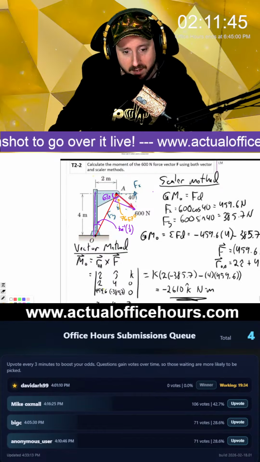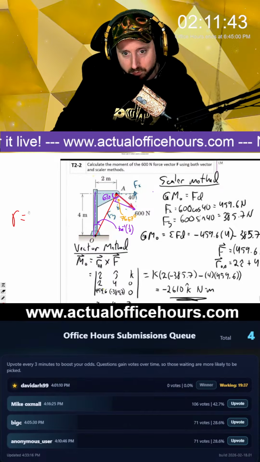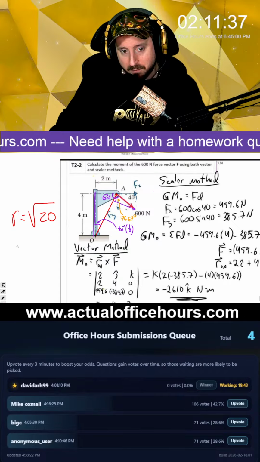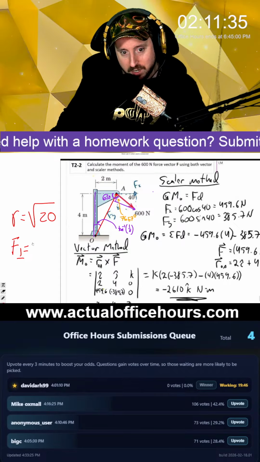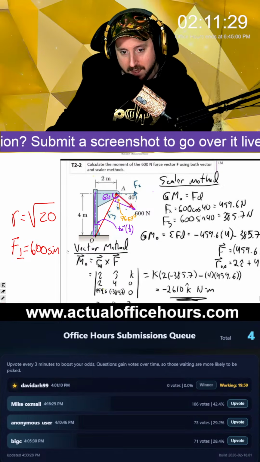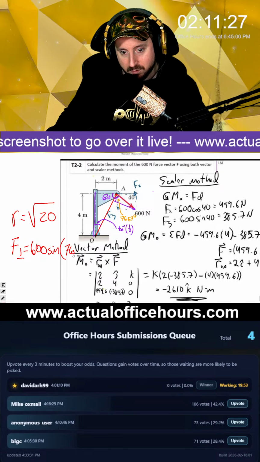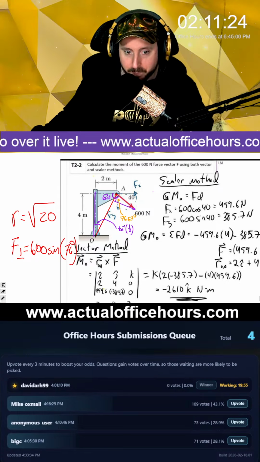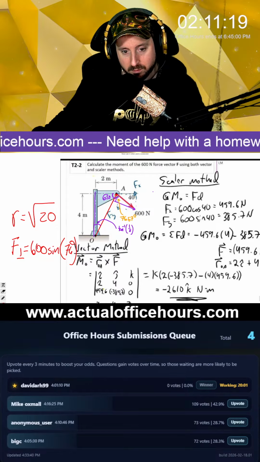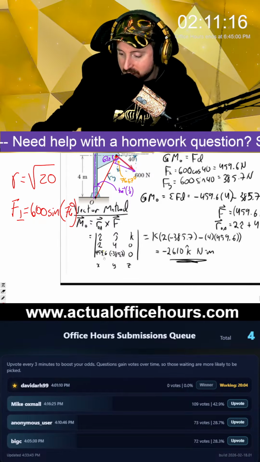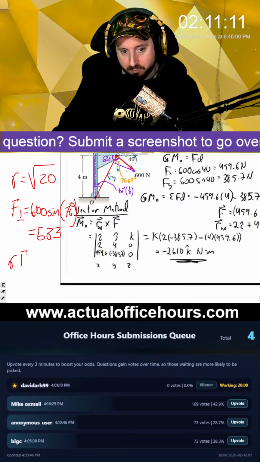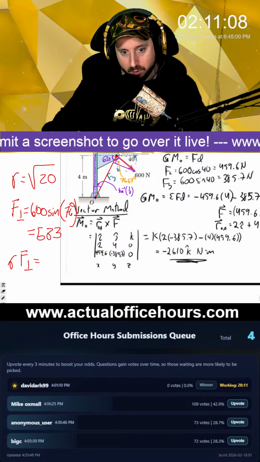So we already figured out that r was equal to the square root of 20, because 4 squared plus 2 squared, square rooted. And then F perp should equal 600 times the sine of this angle, this 76.57. Let's just say 76 degrees. So if I do 600 times the sine of that angle, I get 583. And so then R F perp is 583 times the square root of 20.